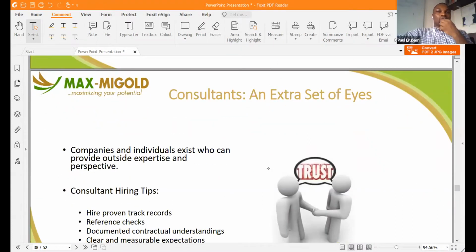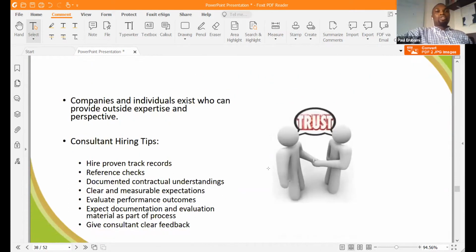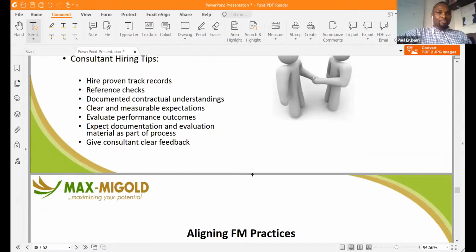Consult an extra set of eyes. Companies and individuals exist who can provide outside expertise and perspective. Consultants. So if you are hiring a consultant as part of your performance appraisal process: proven track record, reference check, documented contractual understanding, clear and measurable expectations, evaluate performance outcome, expect documentation and evaluation material as part of the process, give the consultant clear feedback.